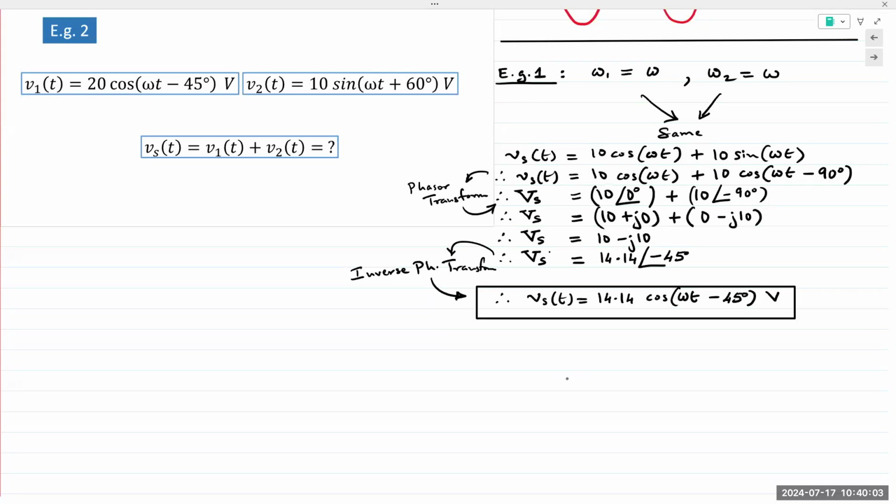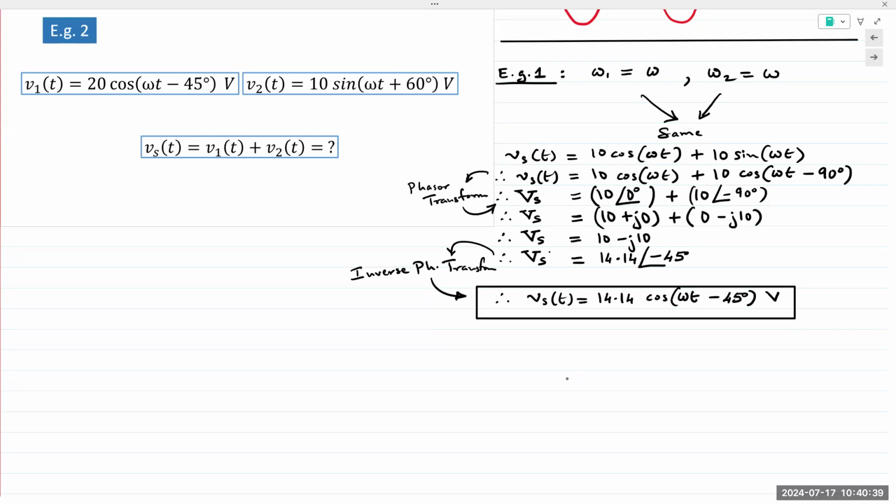Sure. So let's take it from the top. We have Vs of t given to us as 10 cos omega t plus 10 sine omega t. We want to perform the math. We could stay in this domain and do the math, but it would be way more complicated. So what we do is we use complex number math. Now, to do complex number math, we want to express each one of these voltage sources in terms of vectors. And that transformation is known as the phasor transform.